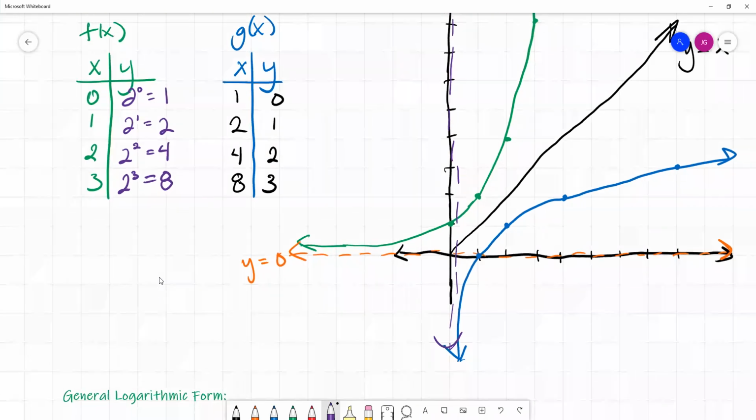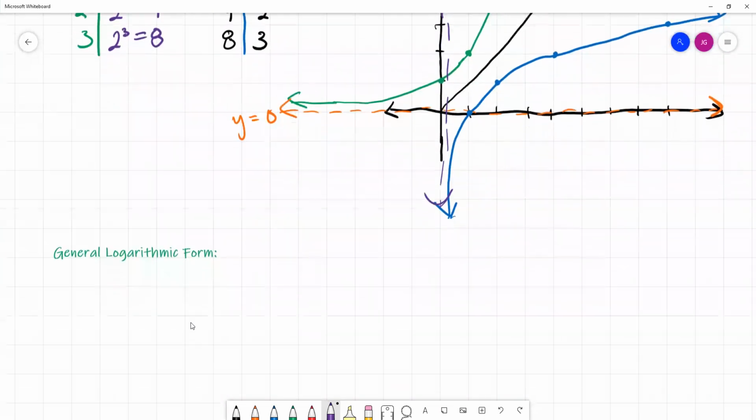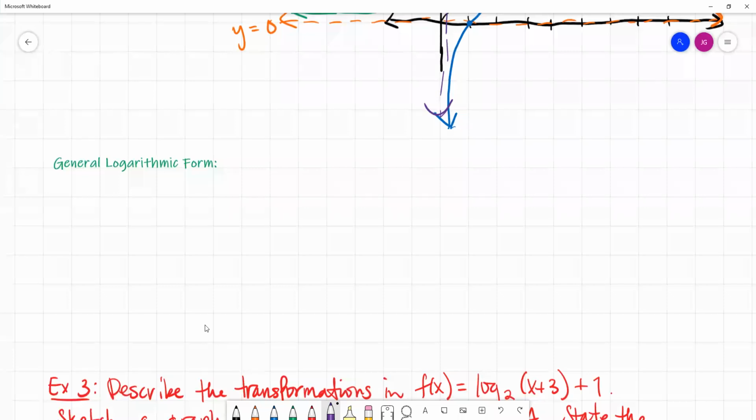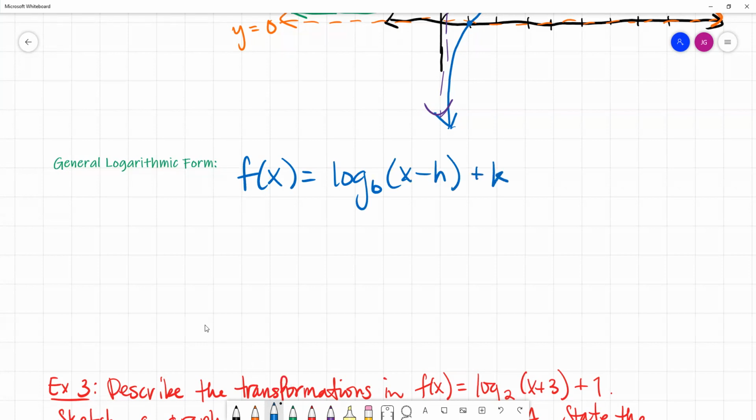Now let's go ahead and sketch one more of these logarithms using our general logarithmic form. Kind of like how we had a general form for the parabola, for the rational function, for the radical function, for the exponential function, now we have one for the logarithmic form. That's going to be f of x equals log base b of (x minus h) plus k. No a this time, no stretch or shrink factor, because we don't really care about that for logarithms. We're mainly focused on the left, right, up, down movement. So we're not really going to worry about a for now.